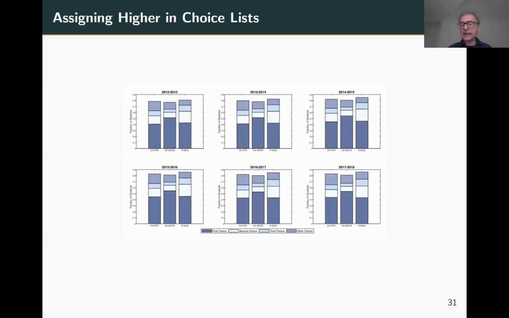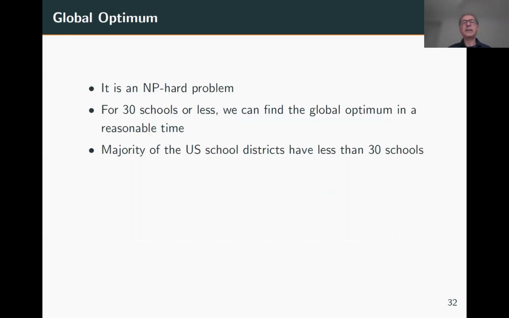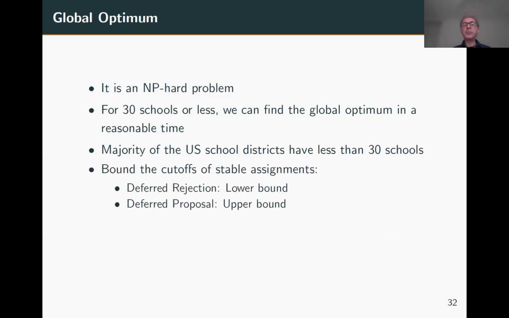I'm running out of time. Let me briefly talk about global optimization. It's NP hard. For 30 schools or less, we can actually find the global optimum. How do we do that? We actually bound the cutoffs of stable assignments. We offer new algorithms, deferred rejection and deferred proposal. For example, deferred rejection does the following.